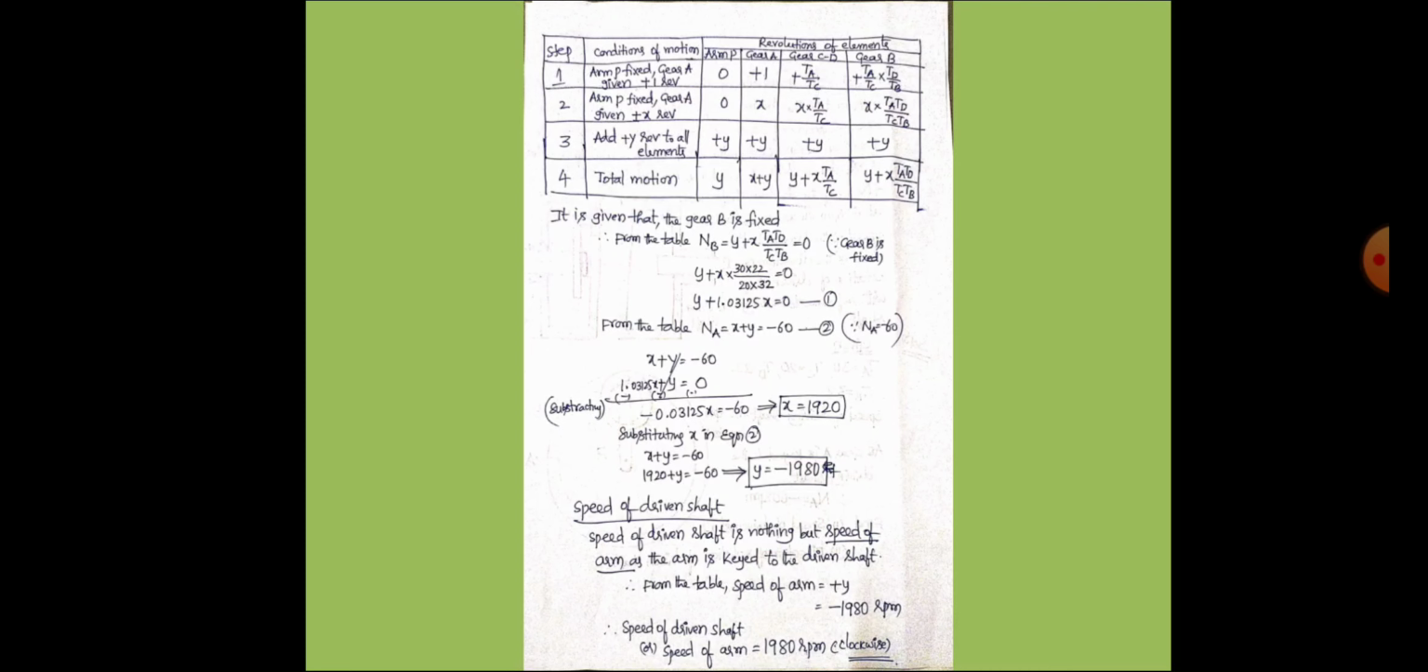So this product will give you the speed of gear B, and gear B is also rotating anti-clockwise, therefore plus. Like that, the first row should be completed very carefully. Next, go to the second step.